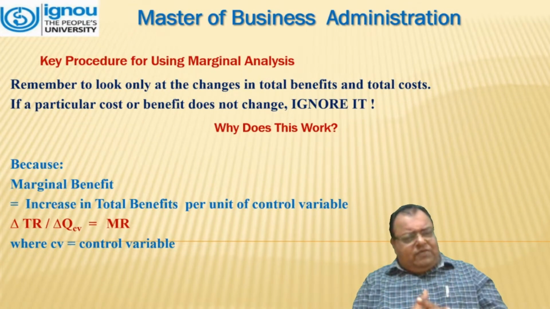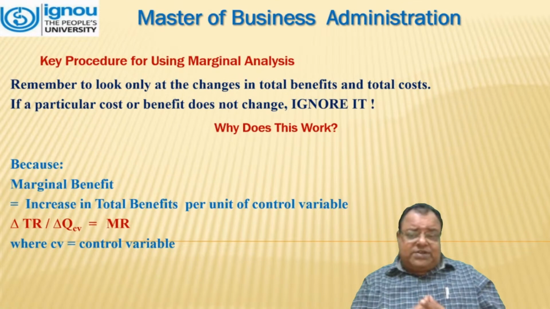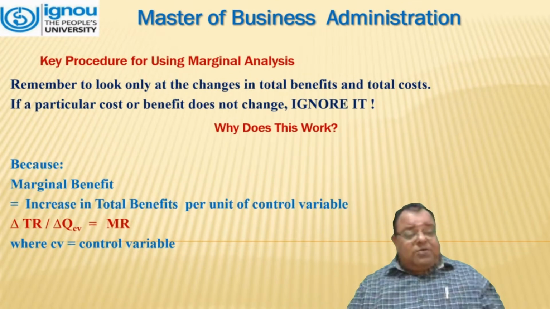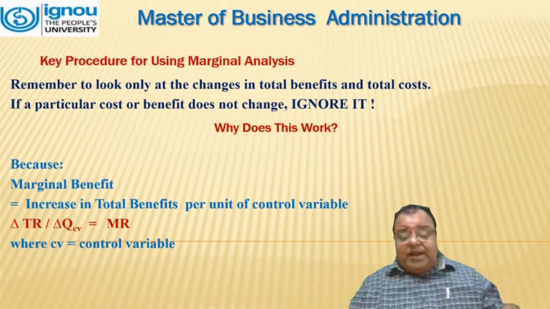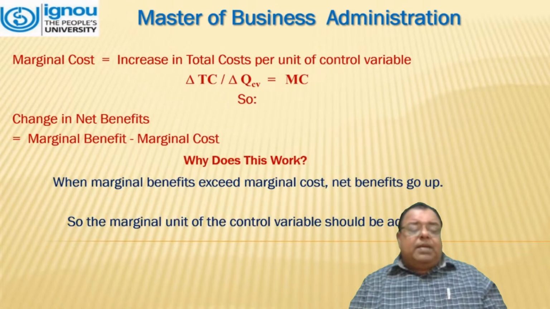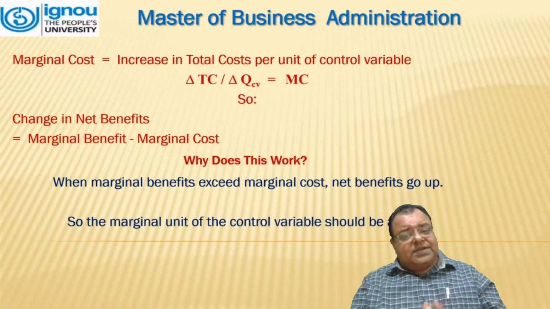What is the procedure we follow for using marginal analysis? Remember, you look at the changes in the total benefits and total cost. If a particular cost or benefit does not change, ignore it. Why does this work? Because marginal benefit is equal to the increase in total benefit per unit of control variable. That is, mathematically, MR is equal to delta TR upon delta Q CV, where CV is the control variable. Marginal cost is equal to the increase in cost per unit of control variable. That is, MC is equal to delta TC upon delta Q CV.